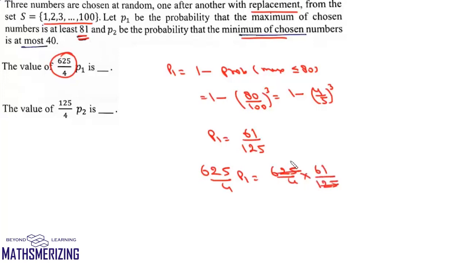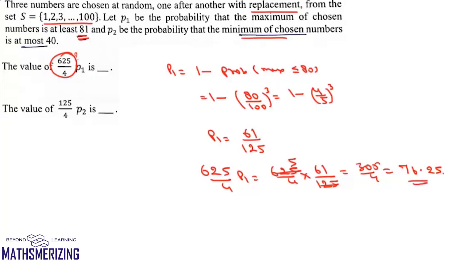So this is 5. So it will be 305 by 4, which is 76.25. Now the 625 by 4, it looks a little strange. So either there is some problem with the data or some problem with the problem setup. And if everything is the same, then the answer should be 76.25.